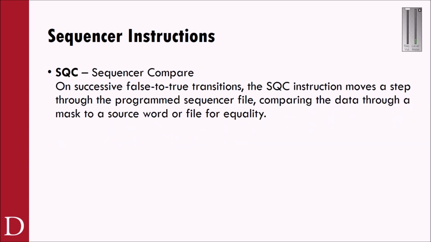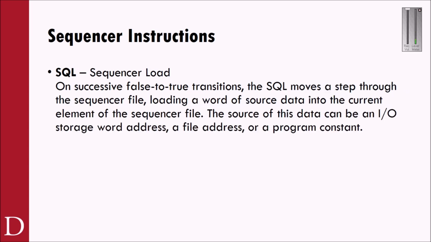Sequencer compare, so it starts to make sense here. On successive false to true transitions, the SQC instruction moves a step through a program sequencer file, comparing the data through a mask to a source word or a file for equality. So it's looking, hey, how do these compare?